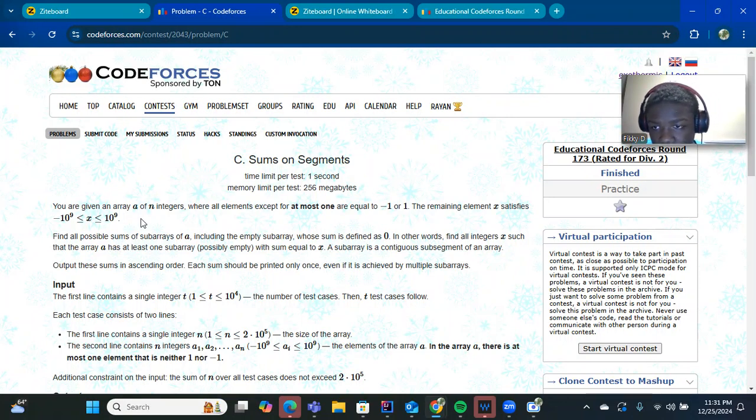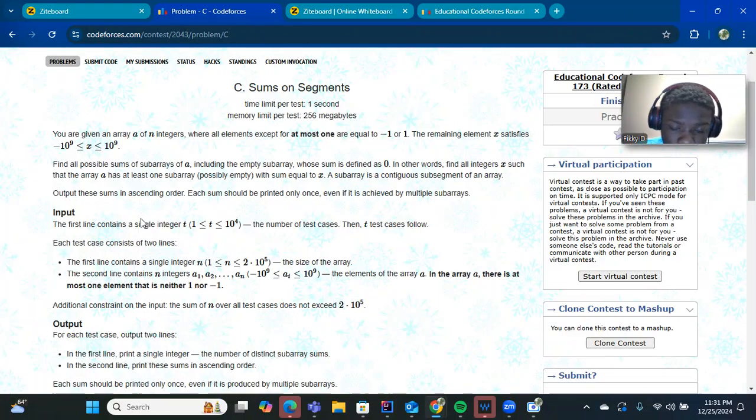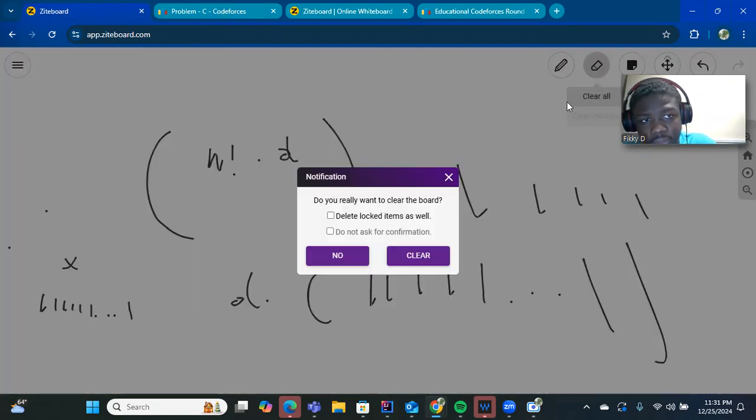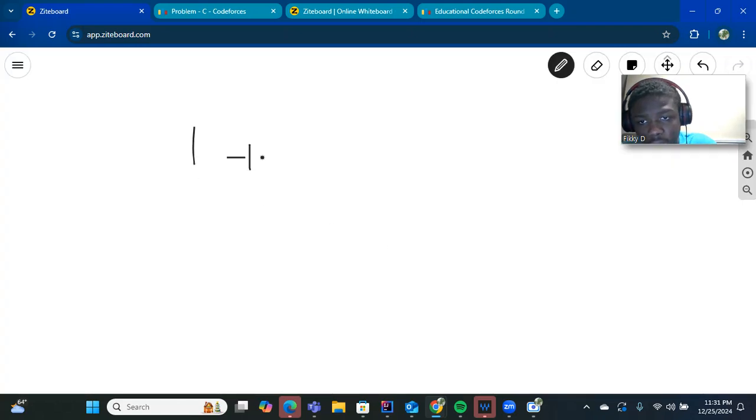So for problem C, you basically have an array that's -1 or 1 except for at most one element, and the idea is that you want to see all the possible subarray sums. It's pretty standard that if you have an array of elements of 1 and -1, basically you can achieve any subarray sum in between the smallest possible subarray sum and the biggest possible subarray sum.